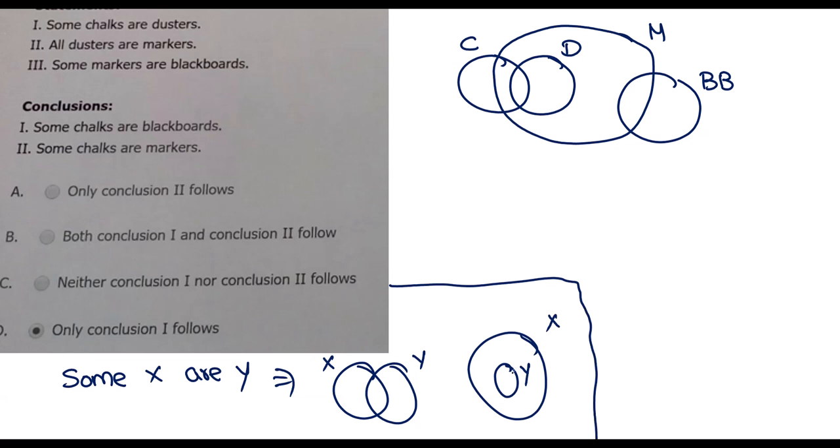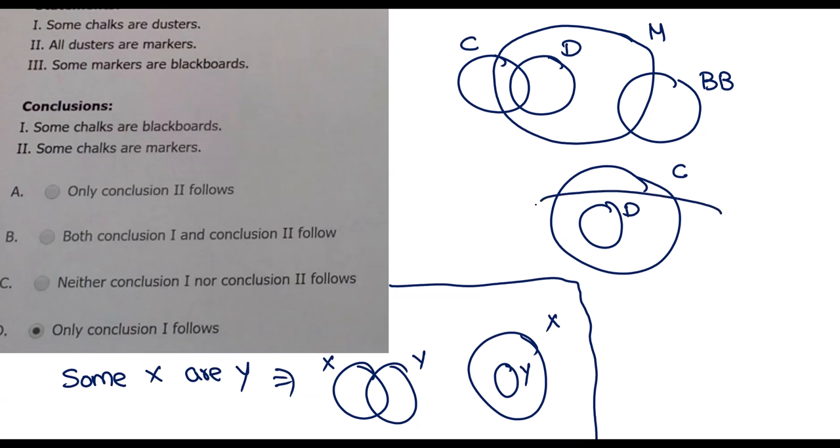This is the entire X area. Some part of that is occupied by Y. That also can be done. Now, what's the use of that? So now you can see, some chalks are dusters. I can put it like this. All dusters are markers. Some markers are blackboards. I can draw like this also.